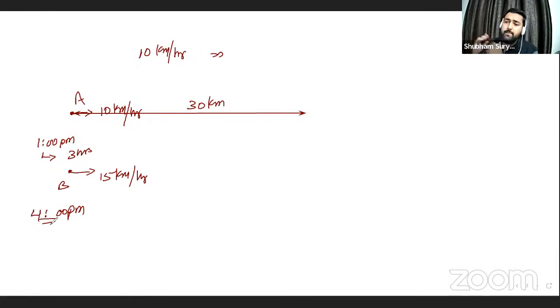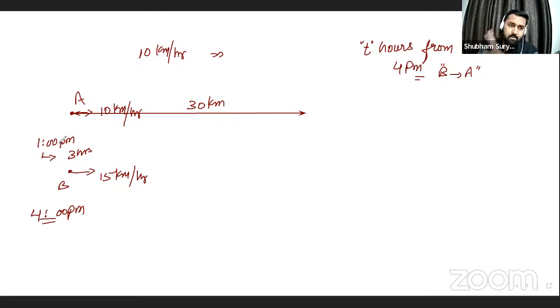So let's say that exactly after T hours from 4 p.m., person B is able to catch A. The question may ask: when person B has caught person A, what is the time on the clock? Or it may ask: when person B catches person A, how much distance have they covered together? Let's see how to solve this type of question.